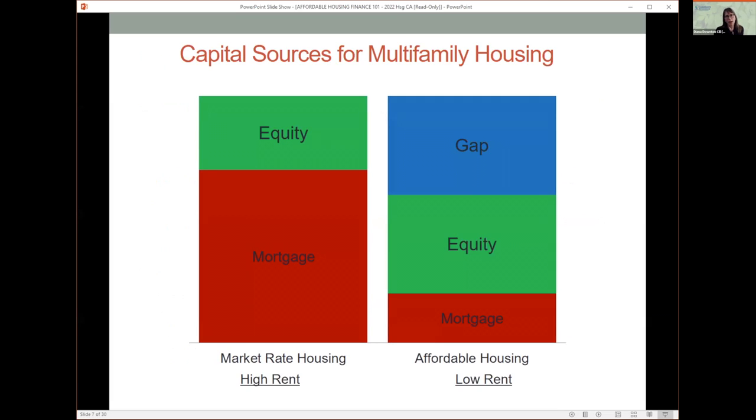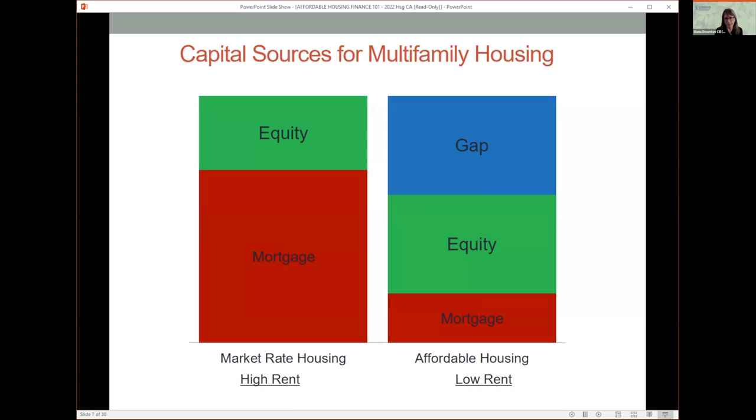So just for a second, I want to touch on why is affordable housing finance different from market rate housing finance? So in market rate housing, the rents are higher. So what that means is that you are able to support in a market rate property maybe a very large permanent mortgage. You might be attracting equity that is getting a return over time from those higher rents.